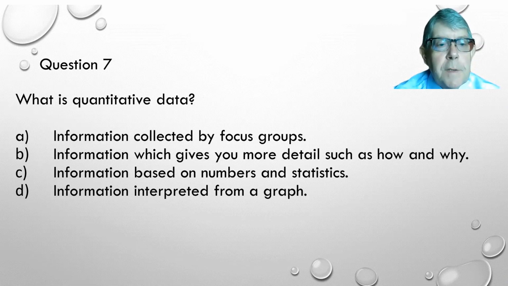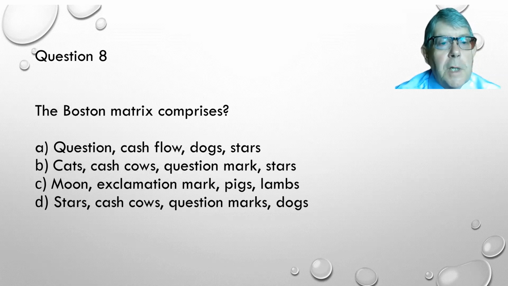What is quantitative data? A, information collected by focus groups. B, information which gives you more detail such as how and why. C, information based on numbers and statistics. Or D, information interpreted from a graph. Question 8. The Boston Matrix comprises A, question, cash flow, dogs or stars. B, cats, cash flow, question mark and stars. C, moon, exclamation mark, pigs and lambs. Or D, stars, cash cows, question marks and dogs.